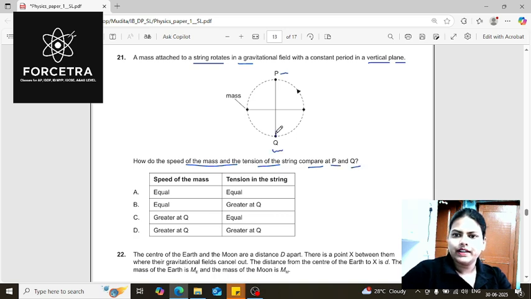At Q point, the tension is more and the mg is acting downwards, and at the top the tension is less and the mg is also acting in the same direction. So tension at point Q is greater than tension at point P, and at point Q the velocity would be more because the kinetic energy would be converted to potential energy at point P. So if this velocity is more, then only it would be able to complete the vertical circle. So velocity at Q would be greater than the velocity at point P. So D is the correct option.